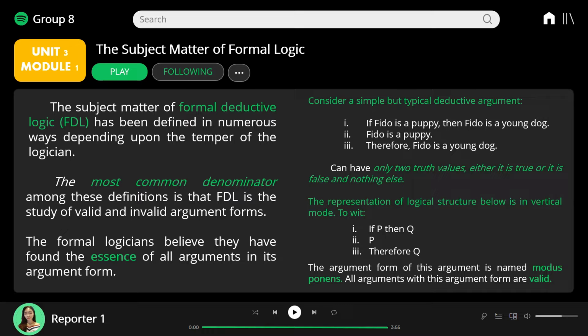Notice that the content of the premises and conclusion is not that important in the determination of validity. And when an argument is valid, this means that in all substitution instances of its truth values, you will not have a case where the premise set is true and the conclusion is false. And if you do have that, the argument form is invalid.